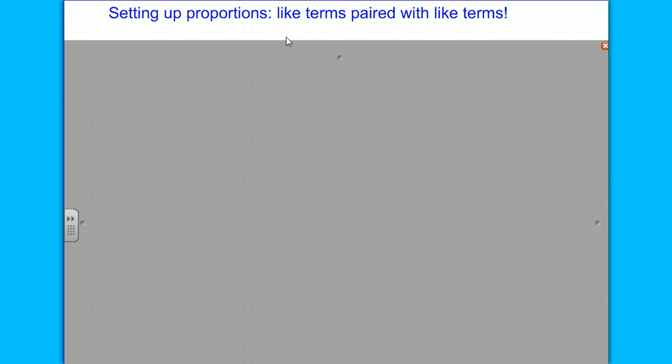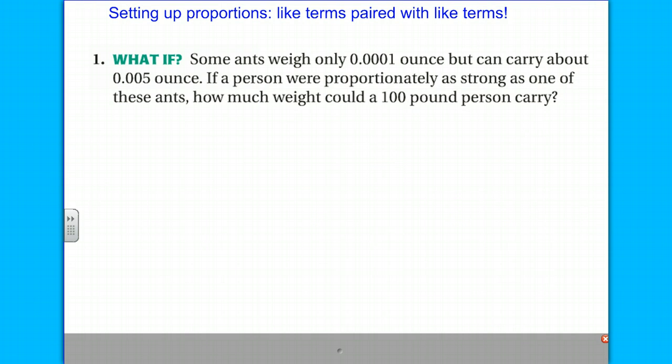Okay? So when we set up proportions, if you have to set one up for a real world problem, make sure that your like terms are paired with like terms. There are many ways to set up proportions to answer problems from the real world. We can look at some different ones for this problem here.